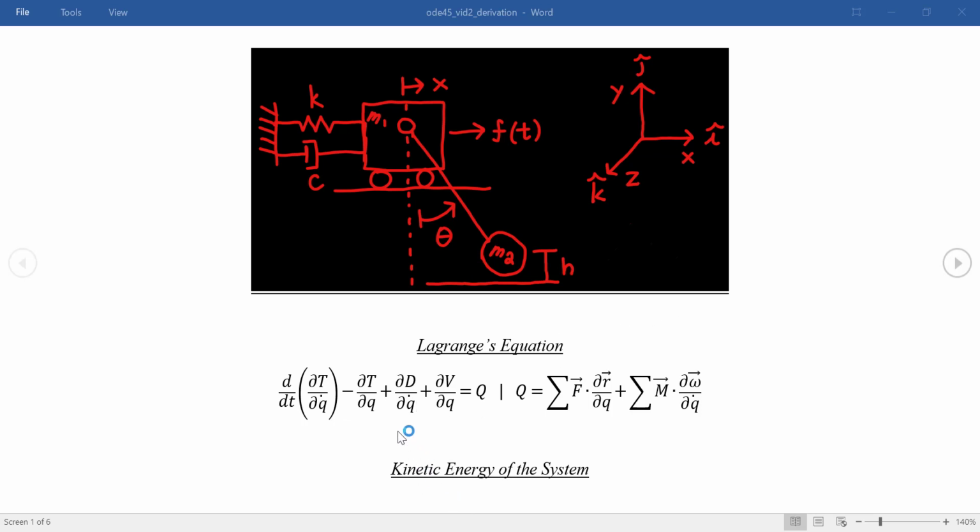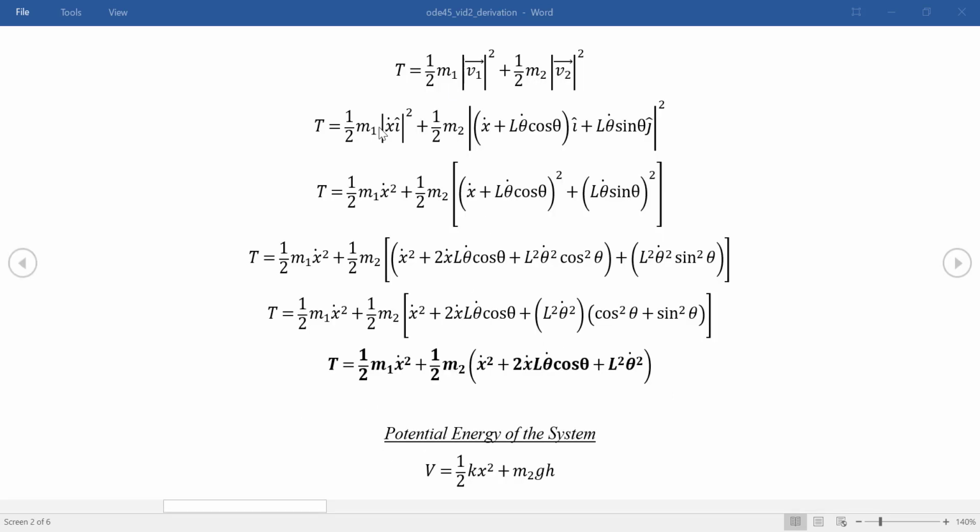To tackle this problem, the easiest way would be to get the individual terms first: get T, get D, get V, get capital Q, and then from there we can just plug and chug and do all the math. So let's do that, starting off with T, the kinetic energy of the system. If you're familiar with basic physics, the kinetic energy of any mass is just 1/2 mv squared. Notice that this is the magnitude of the velocity squared, not some vector squared. We're looking at the magnitude of the velocity vector, squared.